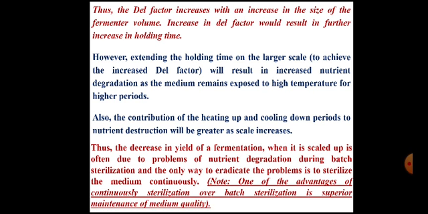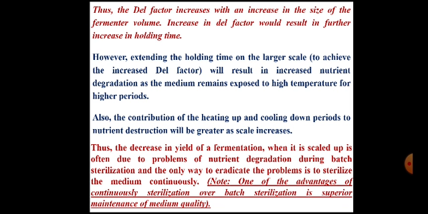So therefore, the decrease in yield of fermentation when it is scaled up is often due to problems of nutrient degradation. So if the nutrients are degraded, the nutrients will not be available for the growth and production of desirable metabolites by the producer organisms, and the yield will decrease. So this happens during batch sterilization. Now the only solution to this problem is to sterilize the medium continuously.